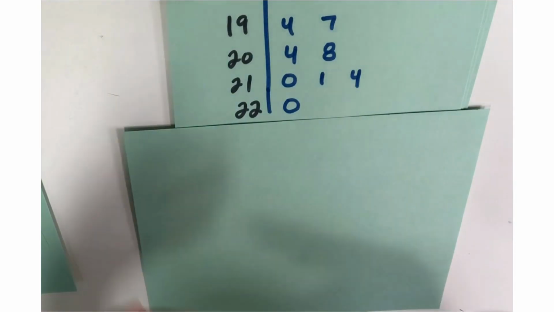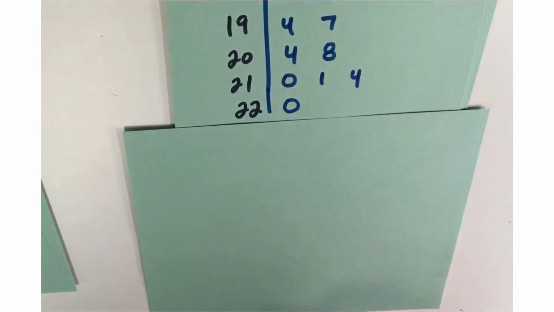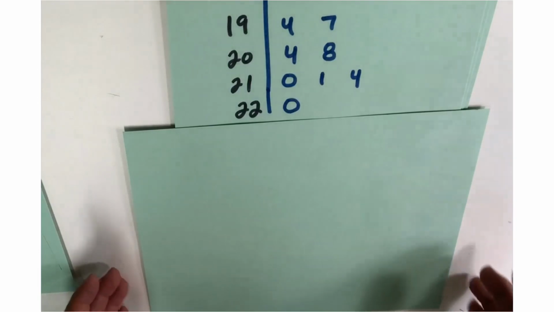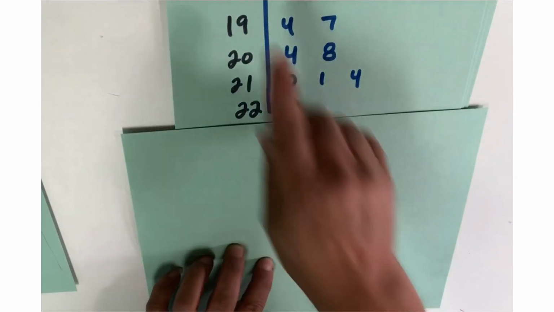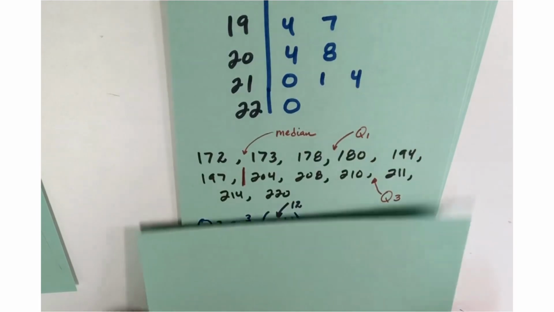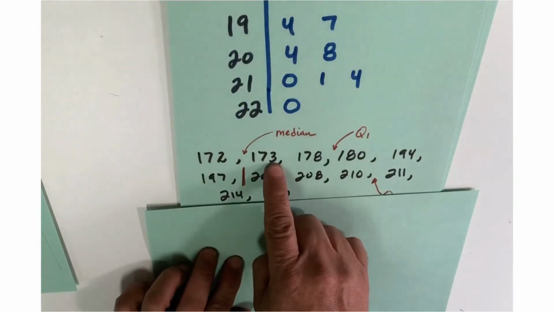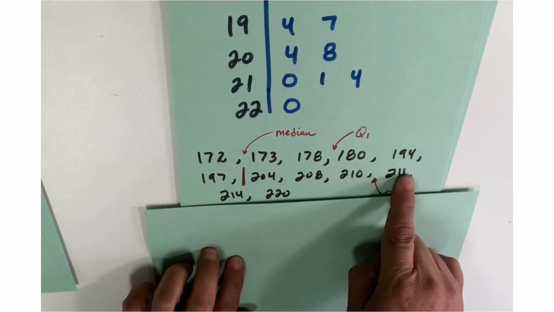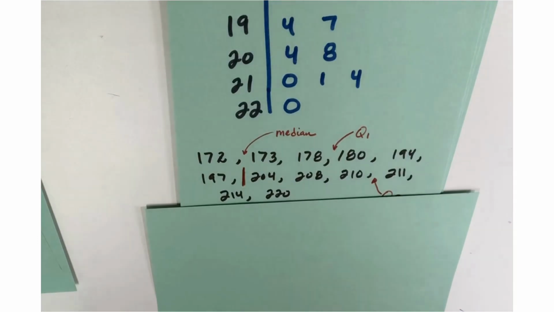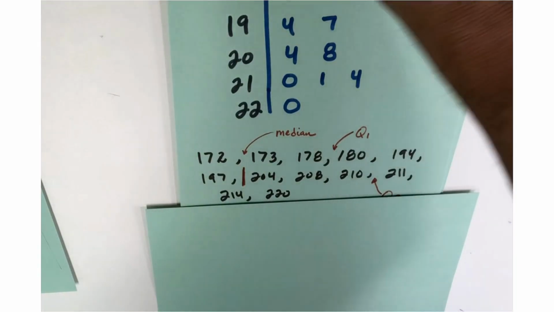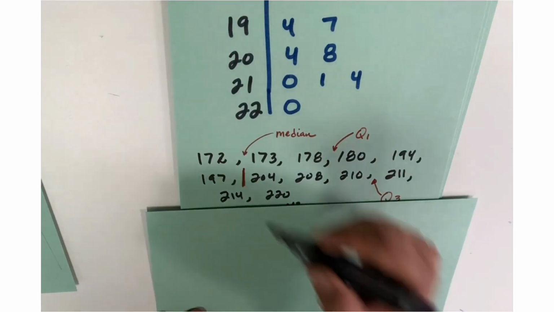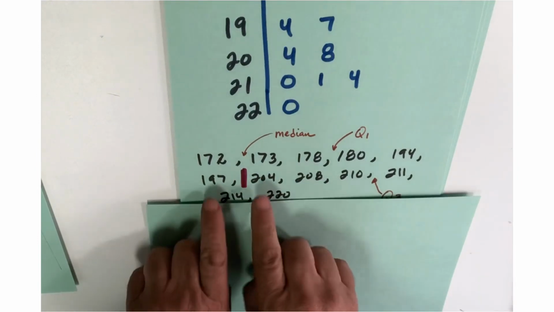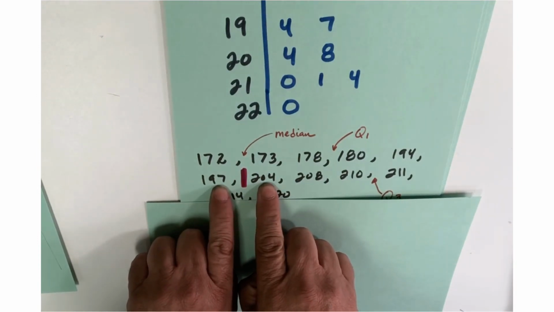All right, so now we got to go and review what the median, the upper quartile and the lower quartile are, right? So, a couple of ways to do this. Number 1 is you can write down all the numbers from the smallest to the largest, which is what I did here. I wrote 172, 173, 178, 180, 194, 197, 204, 208, 210, 211, 214, and 220. Now, if you go look for the one right smack in the middle, of course, that would be your median. To find your median, it's the point between 197 and 204.